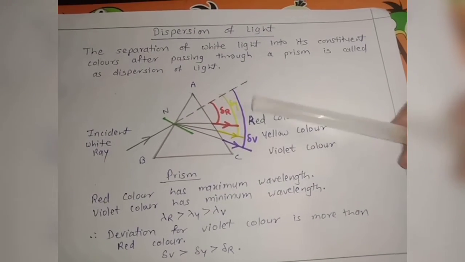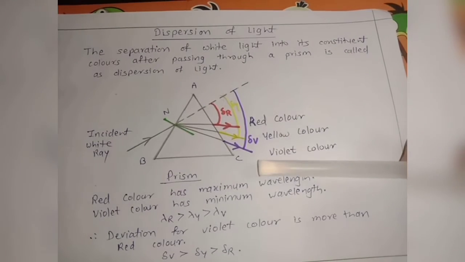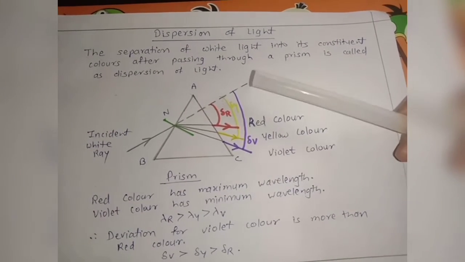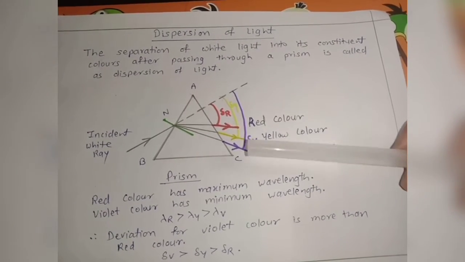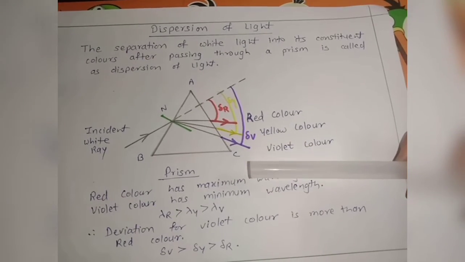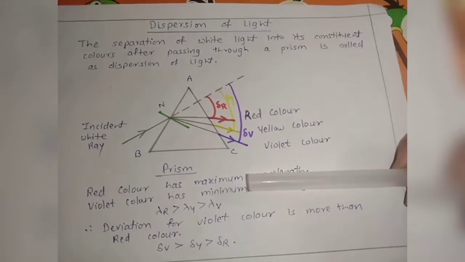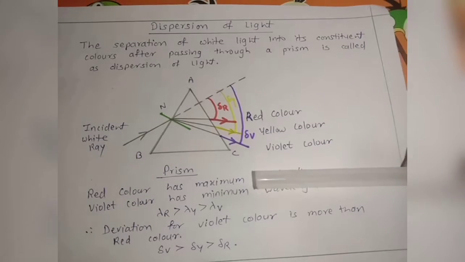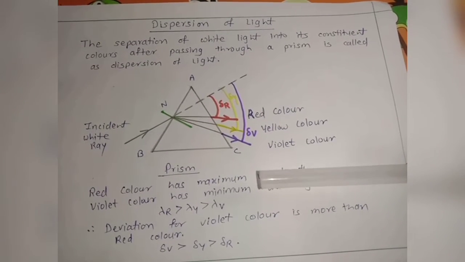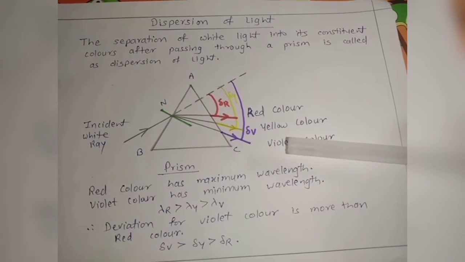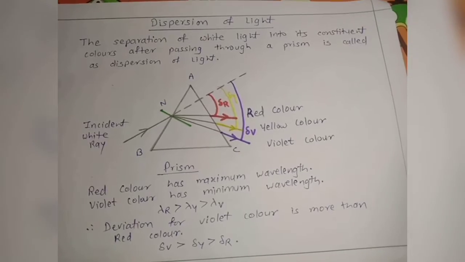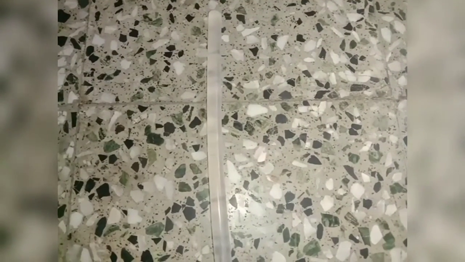As you can observe from the diagram, the violet color gets deviated more as compared to red and yellow. Now I am going to explain this with the help of an analogical experiment. For that purpose I am going to use this apparatus. This is the glue stick which I will be using, and I am replacing it for the prism.